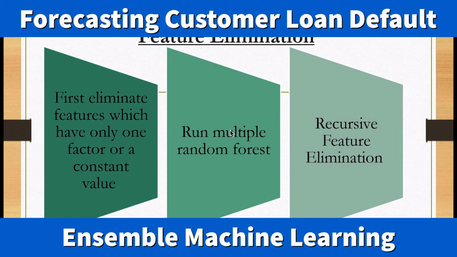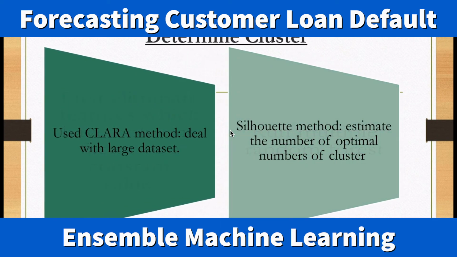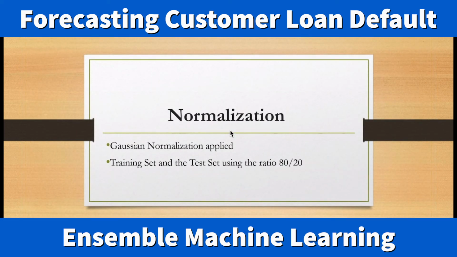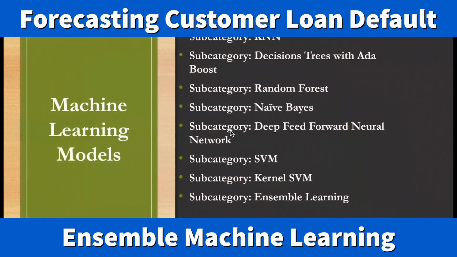First, we eliminate the features which have only one factor or constant value. We also run multiple random forests to make sure that our data is very good. We use the CLARA method, which is basically used for large data sets, and we also applied the Silhouette method, which estimates the optimal number of clusters. For normalization, we use the Gaussian normalization technique, and we divided our data into a training and a test set based on the 80-20 principle.